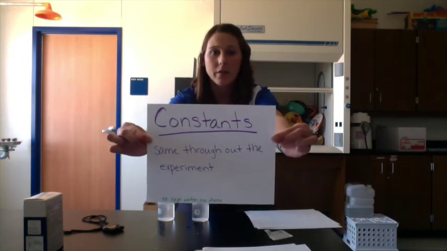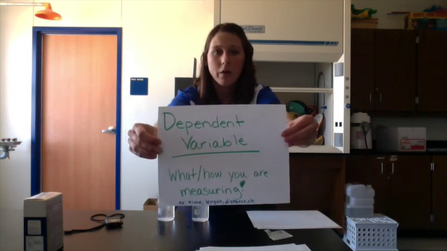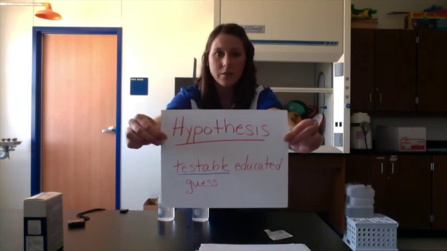Constants, what we kept the same throughout the experiment. Our beakers were the same, the same amount of water, 120 milliliters in each one, and the same room temperature, same tablets, same timer. Dependent variable, what or how we are measuring. We used a stopwatch, so we measured in time. Independent variable is what we were testing. We were testing the dissolve rate, how fast they dissolved. So our dissolve rate would be our independent variable. And we said our hypothesis was a testable educated guess. And my hypothesis was that the tablet that was broken into 3 pieces would dissolve faster than the whole tablet.